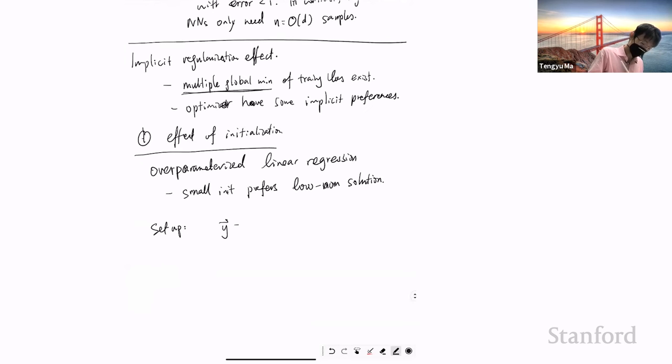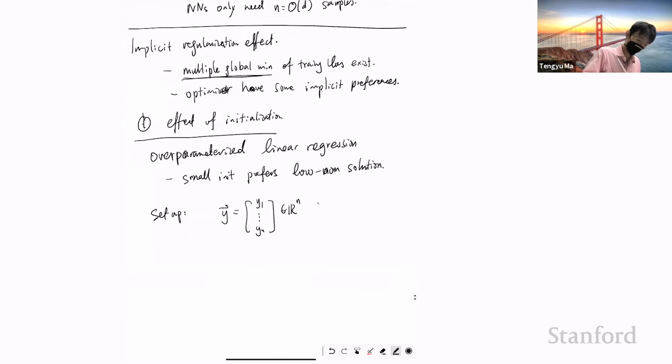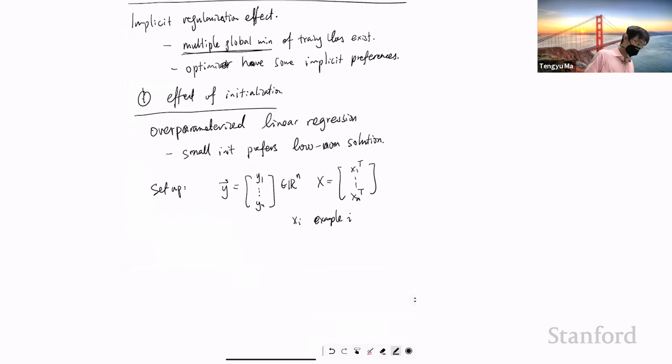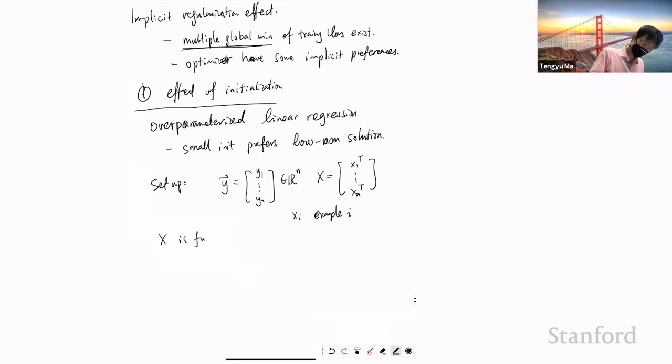This is a standard linear regression case. For this lecture, I'm using the lower subscript for the number of examples, because if you look up any linear regression book, they use subscripts for examples. Each of these x_i's is an example, example i, and you put them into a matrix X. Let's assume X is full rank, meaning rank n, and let's also assume n is much smaller than d.